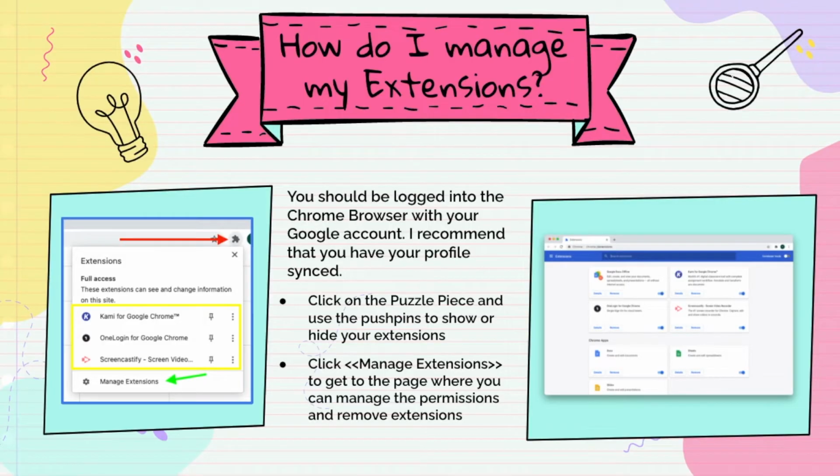So how do I manage my extensions? You should be logged into your Chrome browser with your Google account. I recommend that you have your profile synced. Then you click on the little puzzle piece that's right here, and you use the push buttons to show or hide your extensions. Those will show up here if you decide to show them. Click on Manage Extensions to get to the page where you can manage the permissions and remove extensions.